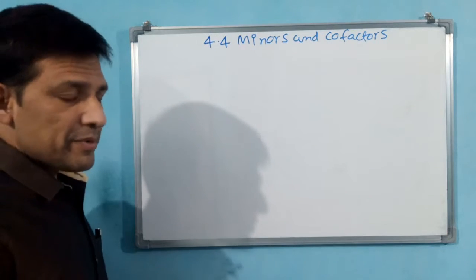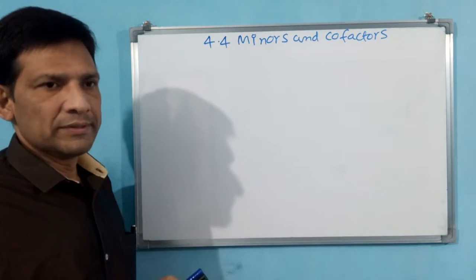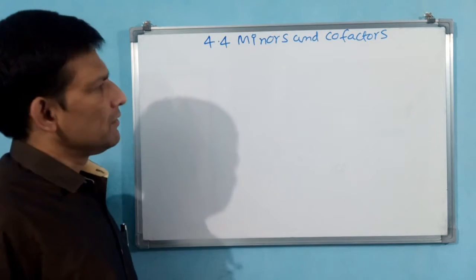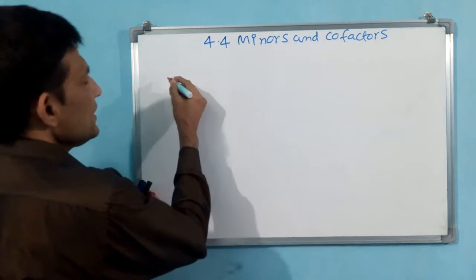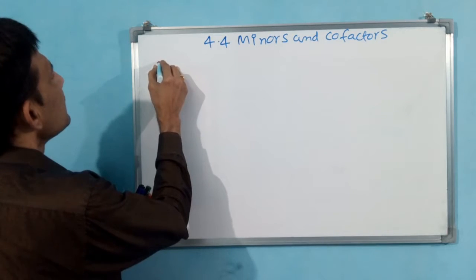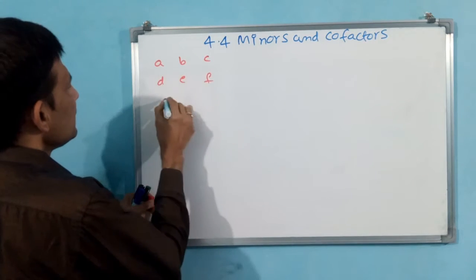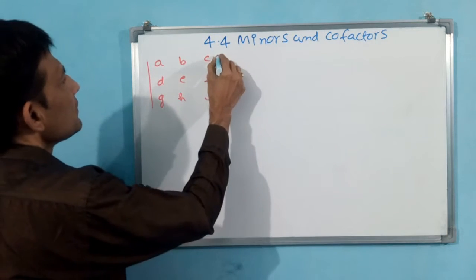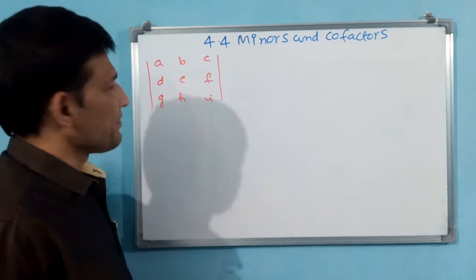See here, one determinant I have written. First let us understand 3 by 3 only. Then again we will go back to 2 by 2. Why? Because minors and cofactors are there for both 2 by 2 and 3 by 3. Let us understand 3 by 3 first. See, I am writing a 3 by 3 determinant: A, B, C, D, E, F, G, H, I. This is a determinant of 3 by 3.